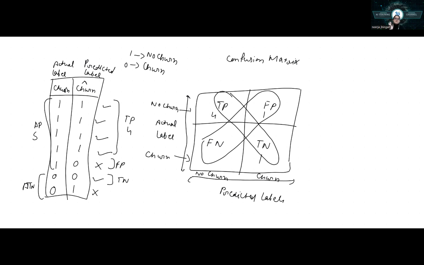You are saying the customer will churn, and your model is also saying yes, he will churn. Now here, your actual value is will churn, but your model says no, it will stay. So this is wrong. This is false negative. This is 1.